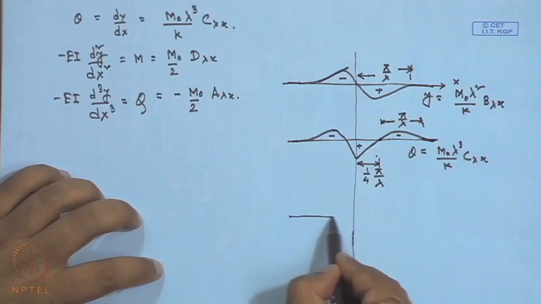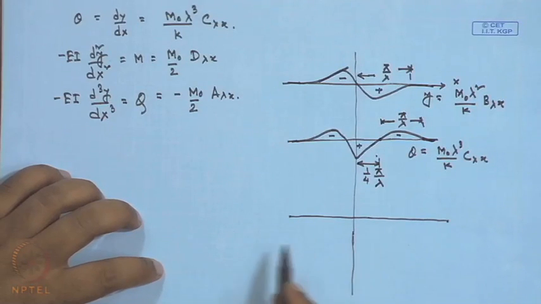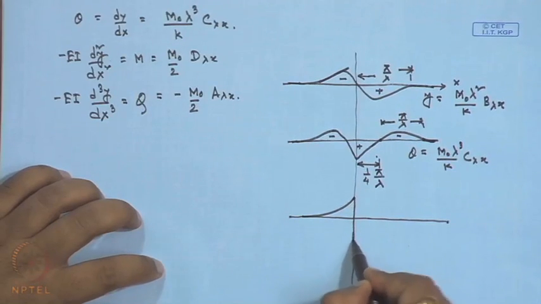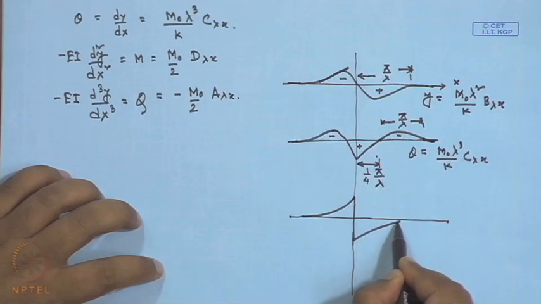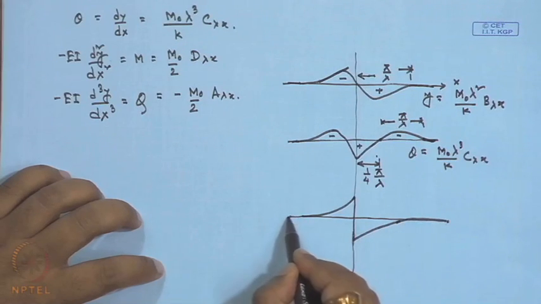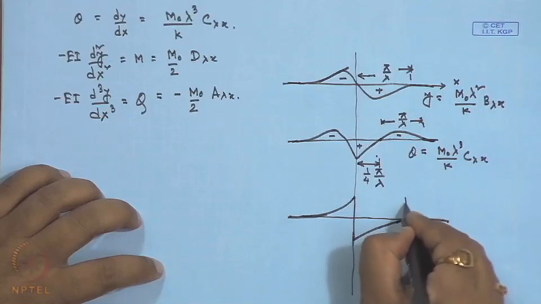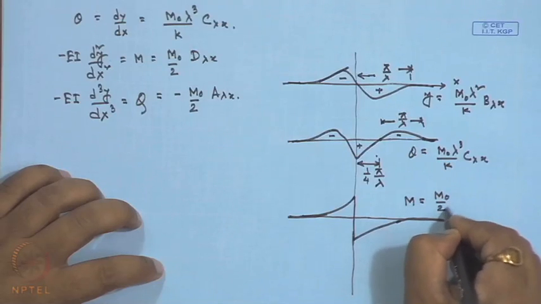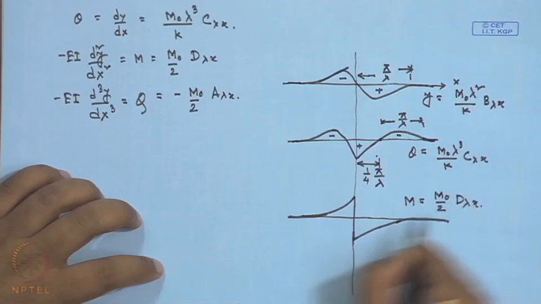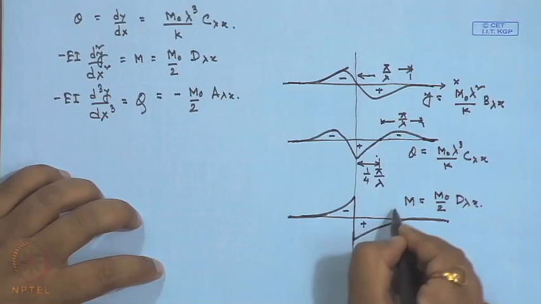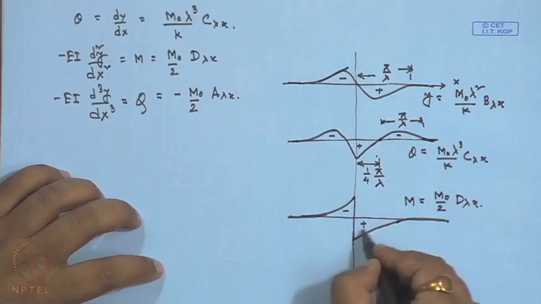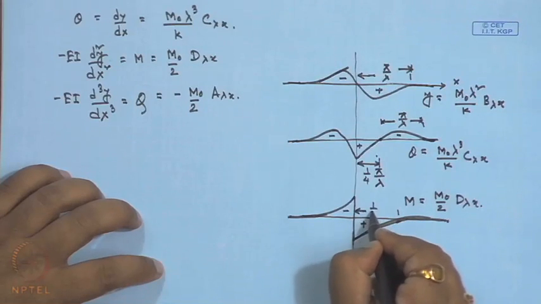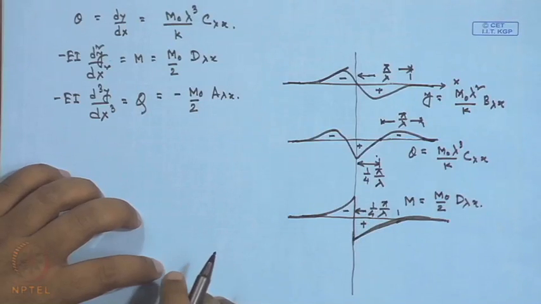Next one is the bending moment diagram. This will be going upward, then it will go downward and then it will again follow this path. So M is equal to m 0 by 2 into d lambda x. This is negative, this is positive, and the point where it is just going upward will be 1 by 4 pi by lambda.